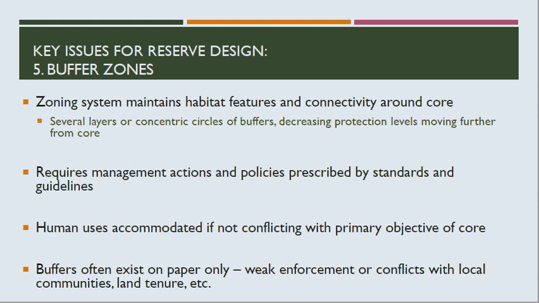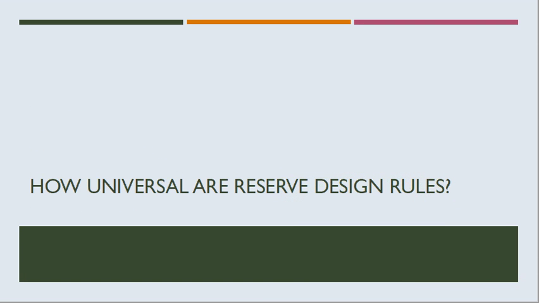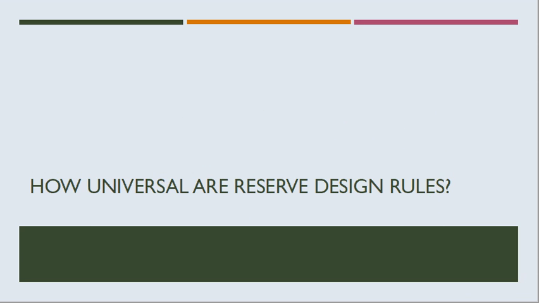Alright, I'm not too sure why that title is there, because we're coming on to the second part of key issues for reserve design. First one, reserve size and shape, and the next set would be network reserve systems.